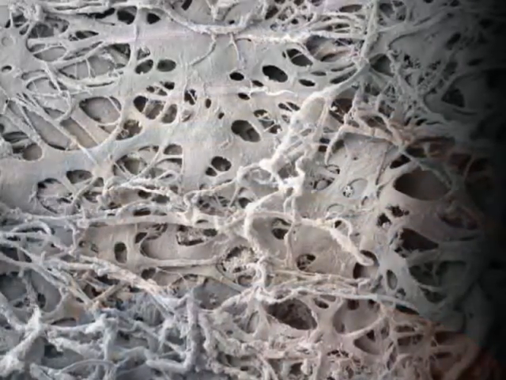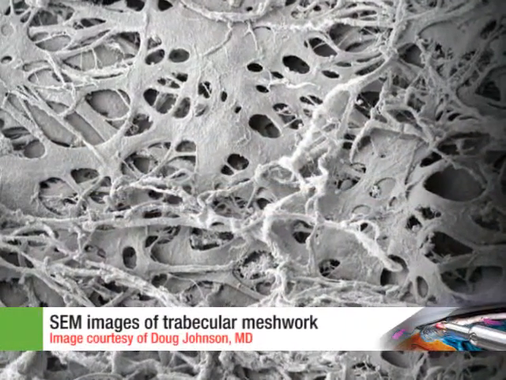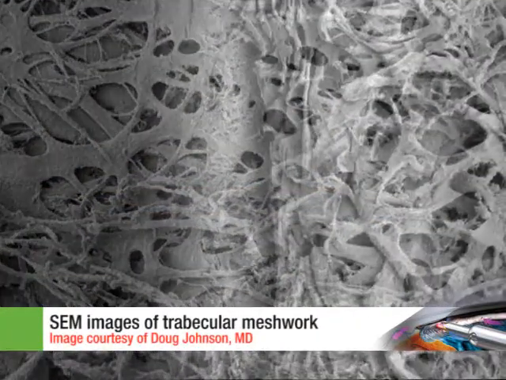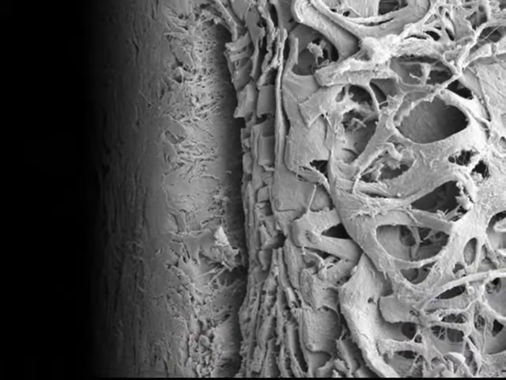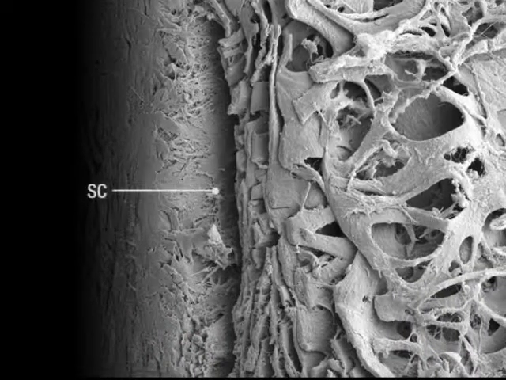The trabecular meshwork is considered the main factor in outflow resistance in primary open-angle glaucoma. This is true if you view the trabecular meshwork as a static semi-permeable tissue, or if you view it as a dynamic flexible tissue which eventually collapses Schlemm's canal at high intraocular pressure.